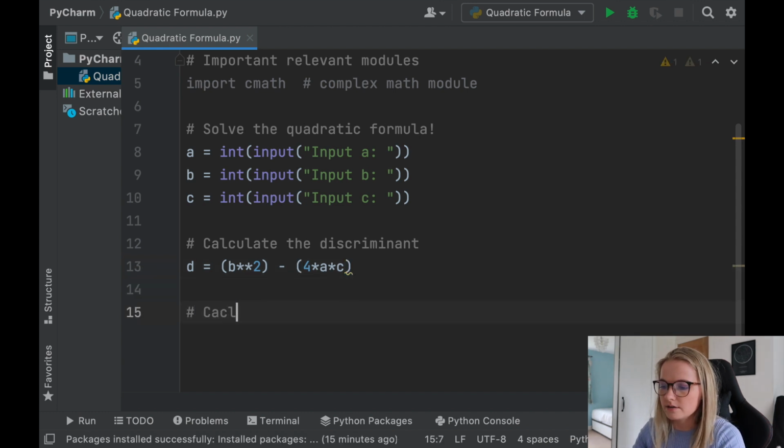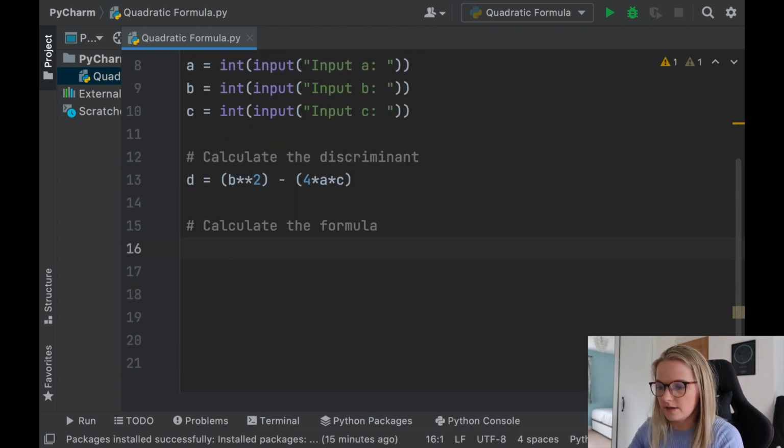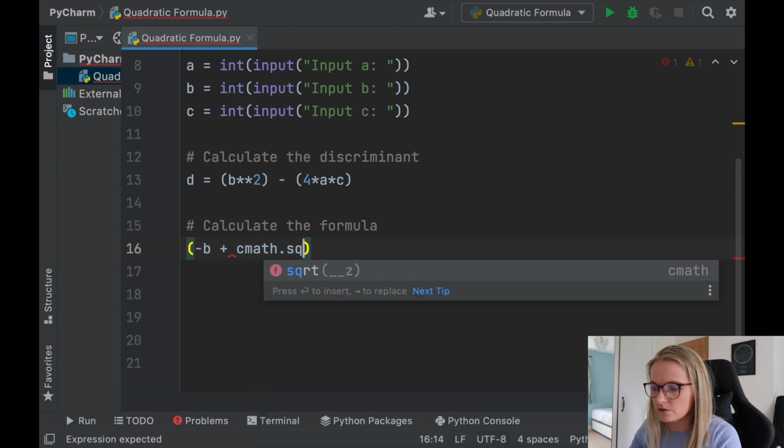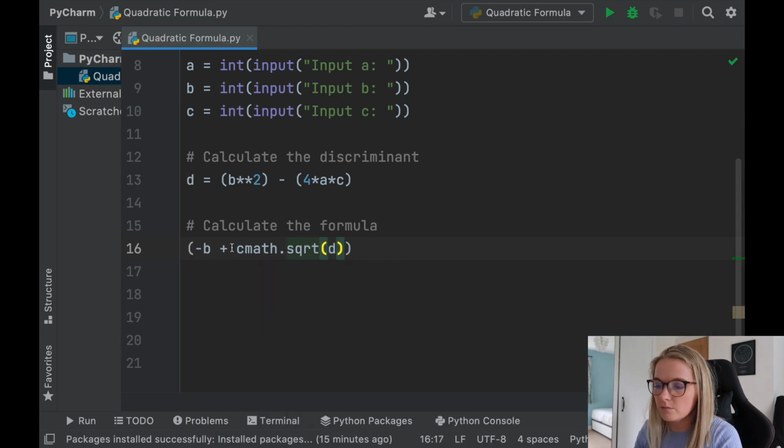Now we're going to calculate the formula. Add some more spaces down here. So the formula, quite simply, is we have minus b, then plus or minus, so we'll do the plus root for the time being. There are two roots, the plus root and the minus root. So minus b plus, now we're going to say cmath dot sqrt of d. So this here is minus b plus the square root of b squared minus 4ac, so that's everything on the top, and then all we're going to do is divide that by 2 times a. Okay, perfect.